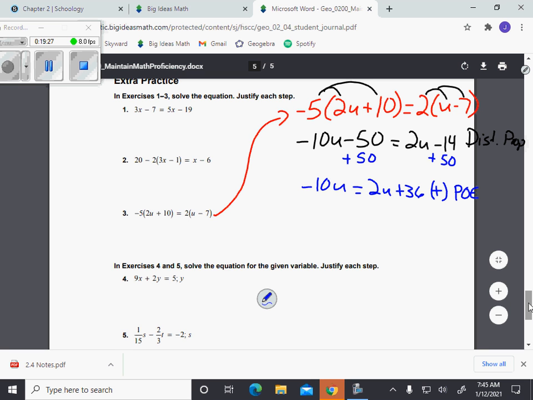Next, I'm going to subtract 2u. So I'm going to get negative 12u equals 36. That is the subtraction property of equality. Lastly, I'm going to divide by negative 12. And I get u equals negative 3. And that's the division property of equality.